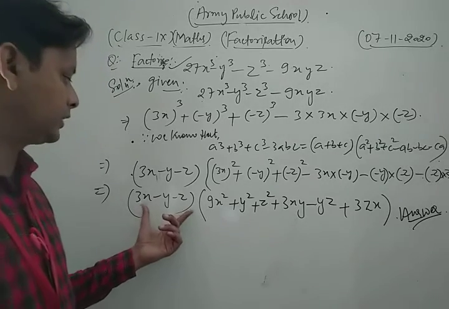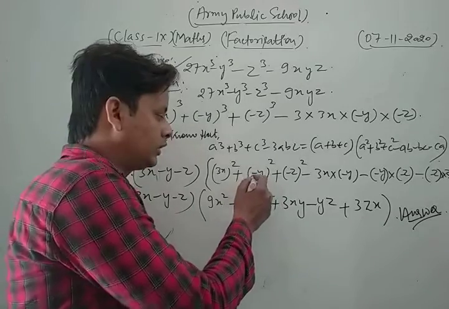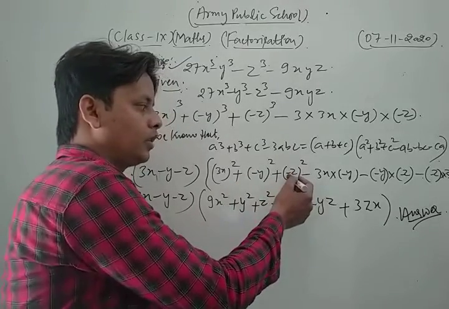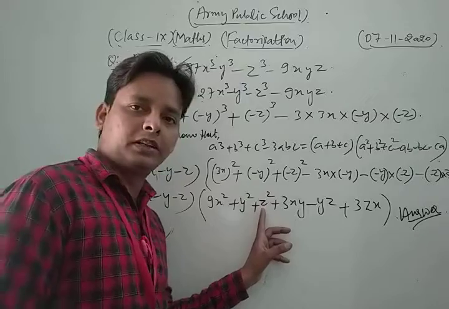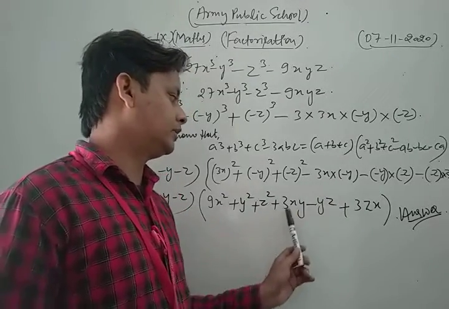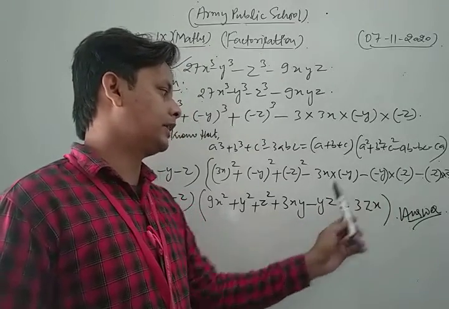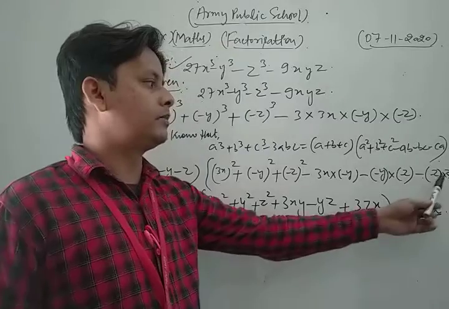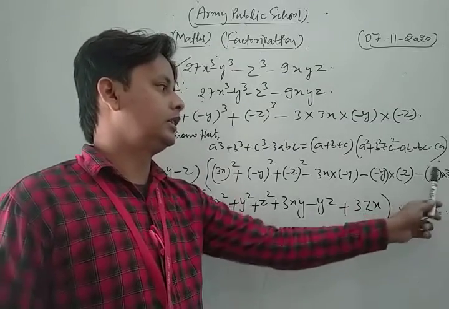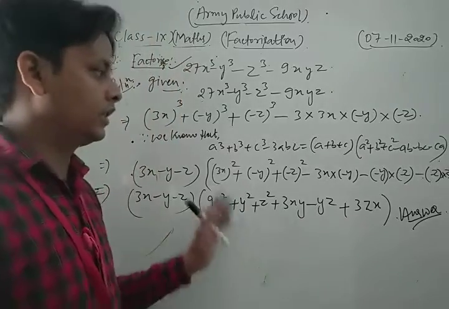Means 3x minus y minus z, then the square of minus y converted into plus y square, same as the square of minus z converted into plus z square, and here minus minus is converted into plus 3xy, and here minus minus plus minus minus yz, and here minus minus plus 3zx. Okay, dear students, so in this way in today's class we discussed this type of question.